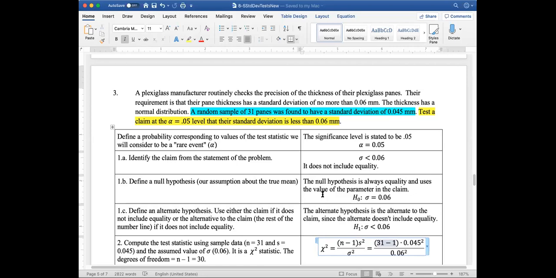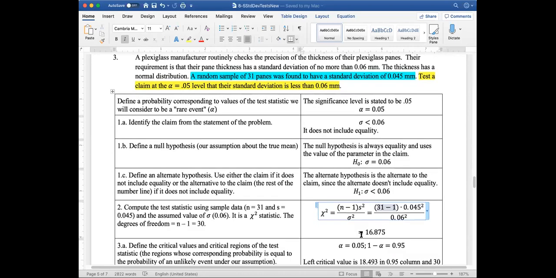So there is the claim, and that information is highlighted in yellow. We got alpha is 0.05, and the claim is standard deviation sigma is less than 0.06. Again, H0, which is the assumed value of the parameter, is always equal. And since the claim did not include equality, the alternate hypothesis is the same as the claim.